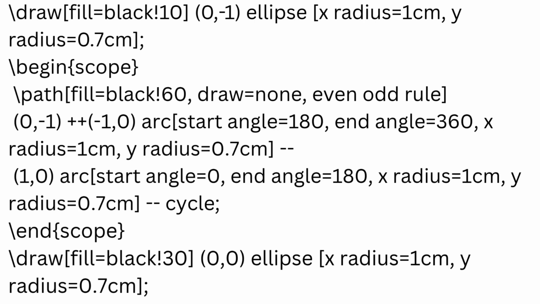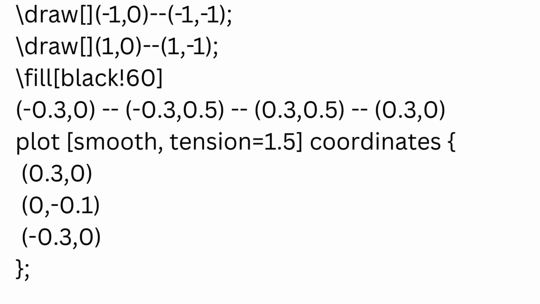Then we draw the top ellipse centered at 0, 0 with a 30% black fill, identical in size to the one below. Two vertical lines are drawn, one on the left and one on the right, connecting the top and bottom ellipse. These act as boundary edges or walls.